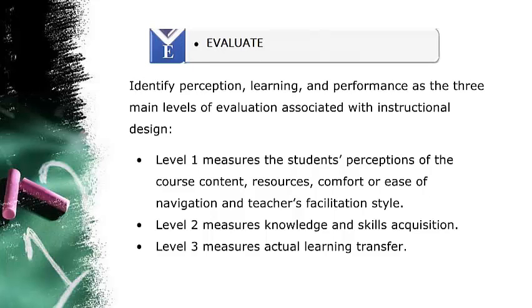The final phase is to evaluate. Here is where we identify perception, learning, and performance as the 3 main levels of evaluation associated with instructional design. Most models of instruction end with an evaluate phase. This is the same as the evaluate stage in the Assure model. Learners are assessed to see if they have met the objectives, and feedback is given by the learners so the instructor knows where changes need to be made.